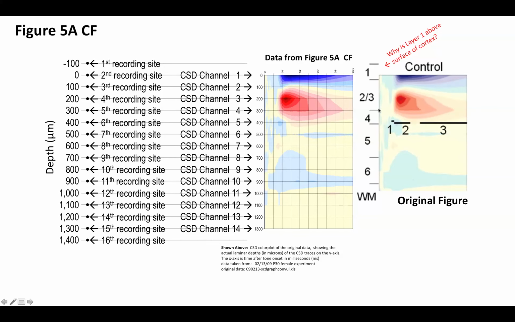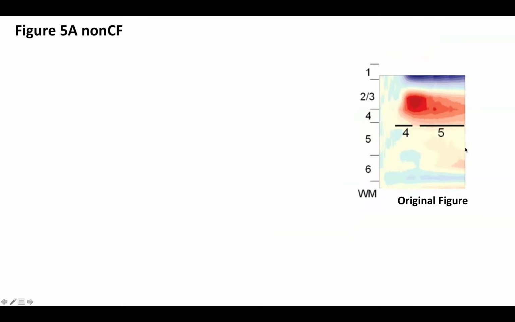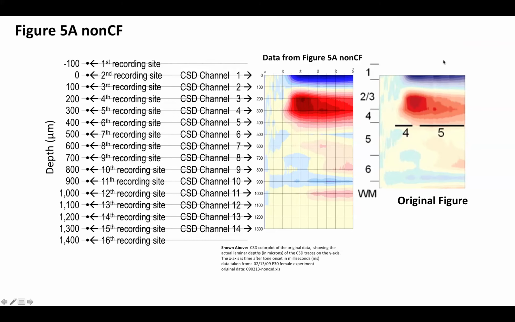And when they draw this layer 4 line right here, they're saying that this is their measurement of layer 4 activity. Really, this very superficial sink in layer 2, 3 at a depth of only 200 to 300 microns, that's their measure of layer 4 thalamocortical input. Now I can do the same thing for the second part of figure 5a, which is this non-CF. And again, why is layer 1 above the surface of the brain? And this reveals that this is a sink at a depth of 200 to 300 microns.